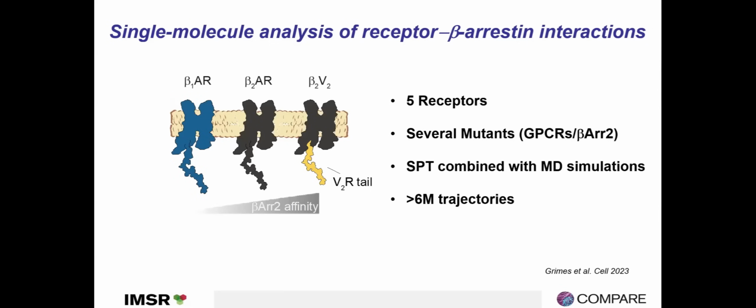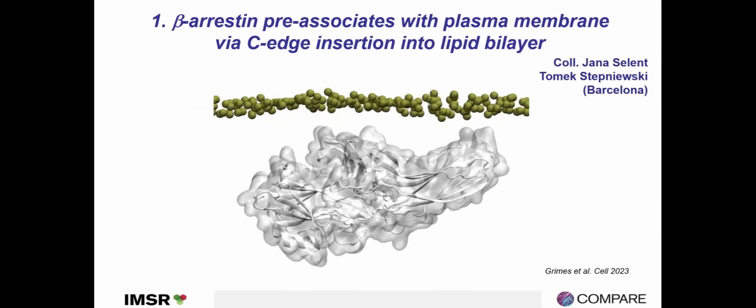I will not have time to show you all the results from our recent study, but basically we ended up studying five different receptors which cover a spectrum of affinity for beta-arrestin, and a number of mutants interfering with some of the key interactions there. We also combined this a little bit with MD simulation, trying to link that to some more mechanistic understanding. Just to give you an idea, we ended up acquiring more than 6 million individual trajectories in this study. So it's a very, very rich data set. And what I'm going to show you are three key findings.